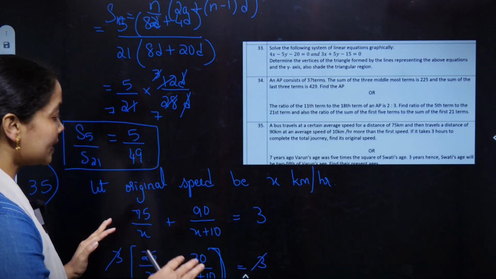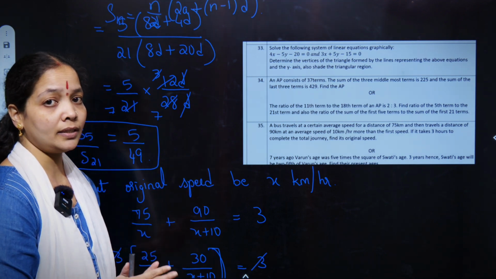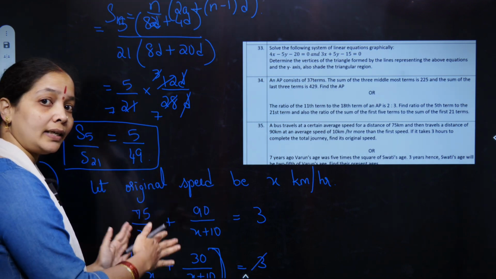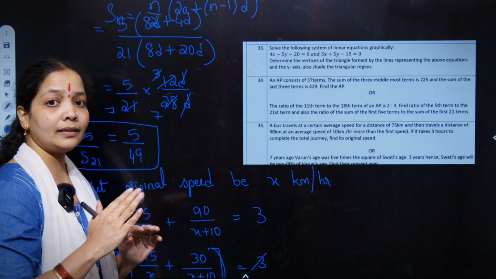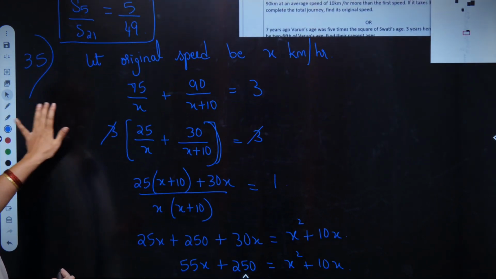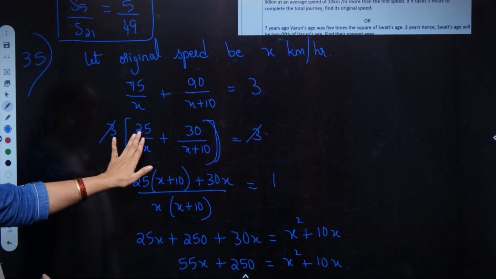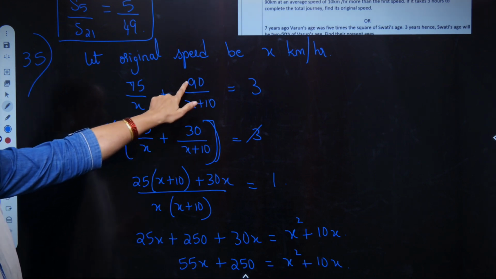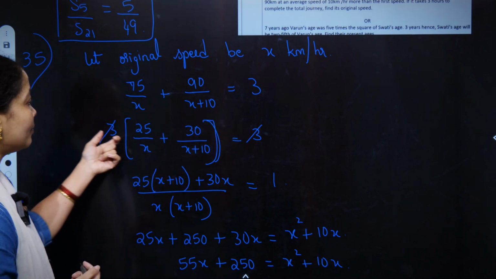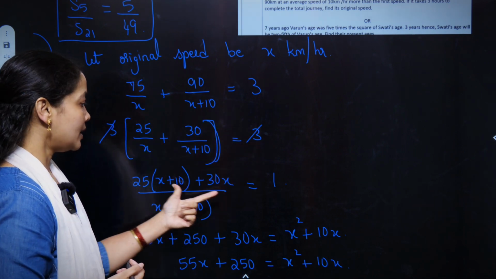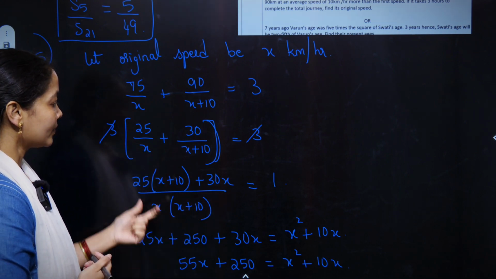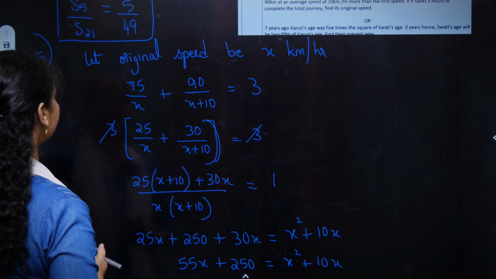After framing any equation from the question, reread the question as well as the equation, and match them. If you are able to relate the equation with the statement, I think your equation is perfect, you can move on. So here, in the second step, I just took 3 common. So 75 can be written as 3 25s, and 90 as 3 30s, 3 went out: 25 by x plus 30 by x plus 10 equal to 3. On both ends 3 got cancelled. Now I am just simplifying by taking LCM. My LCM is the product of the denominators, x into x plus 10: 25 into x plus 10 plus 30x.